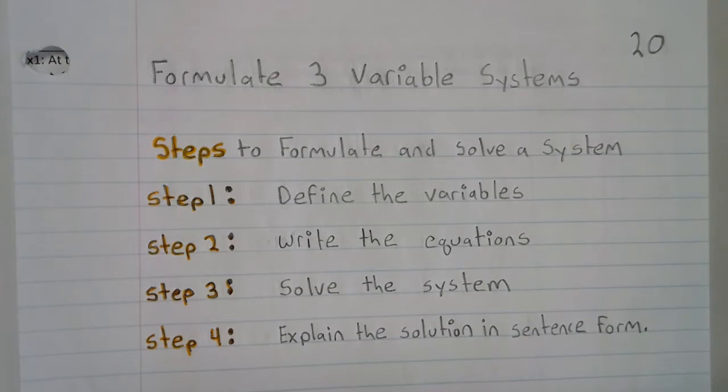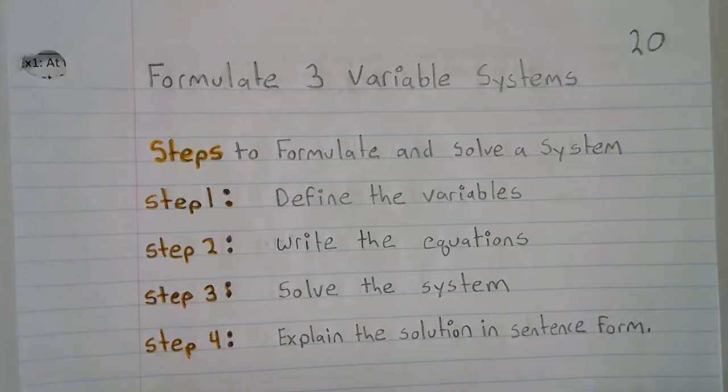Steps to formulate and solve a system. Step 1, define the variables. Step 2, write the equations. Step 3, solve the system. Step 4, explain the solution in sentence form. All right, if you would, pause the video and update your notes. All right, now your notes are updated.